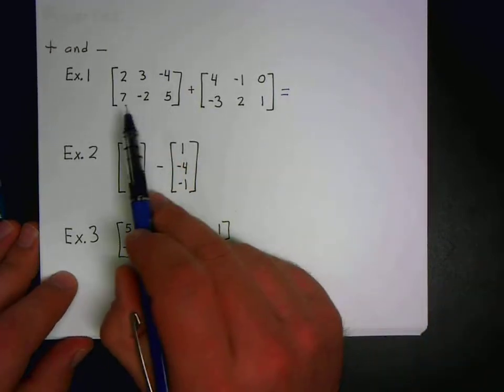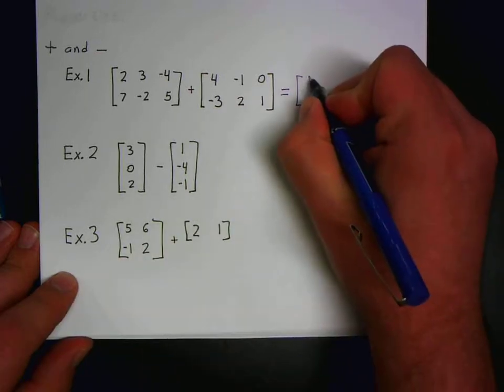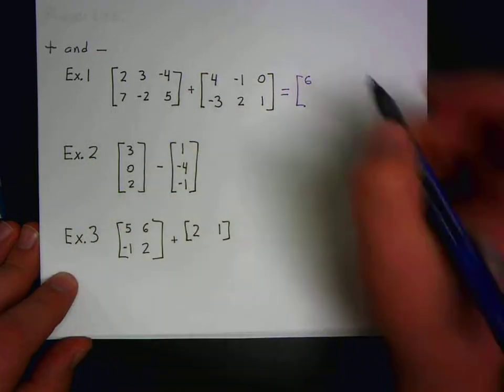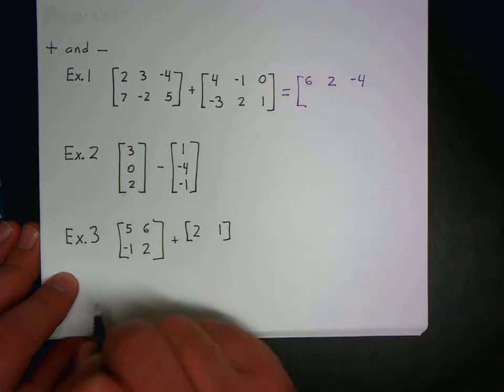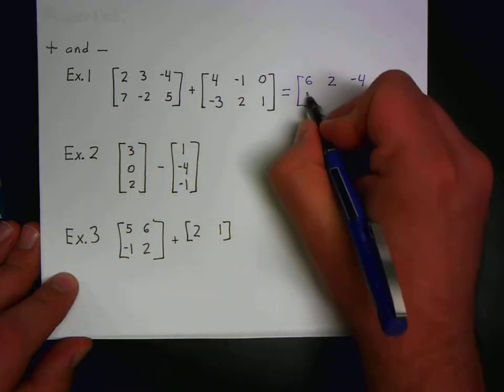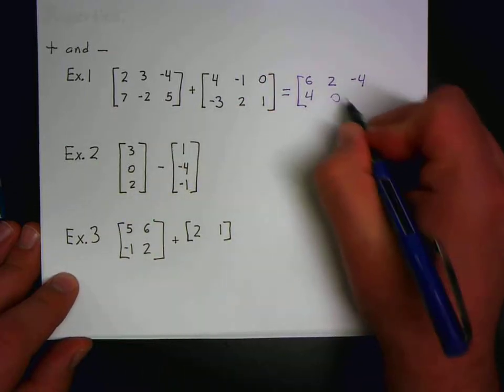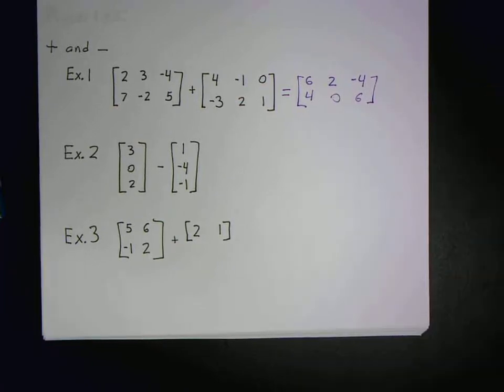So this is going to be, the answer is going to be 6, 2, -4, and then 4, 0, 6. So I just take items in the exact same location and add them together.